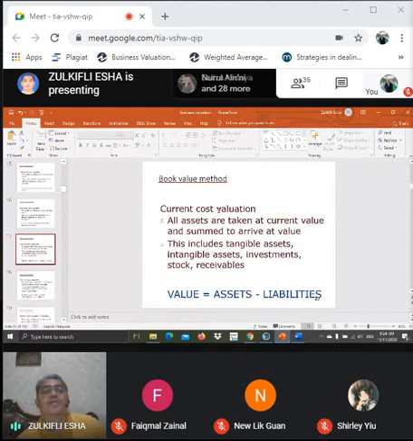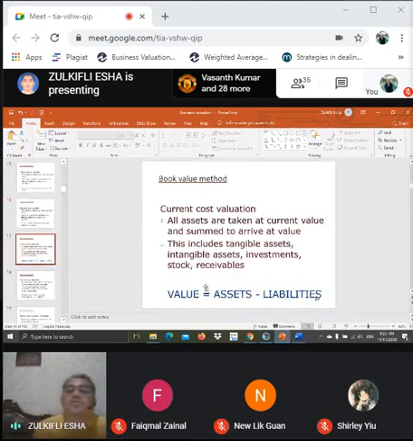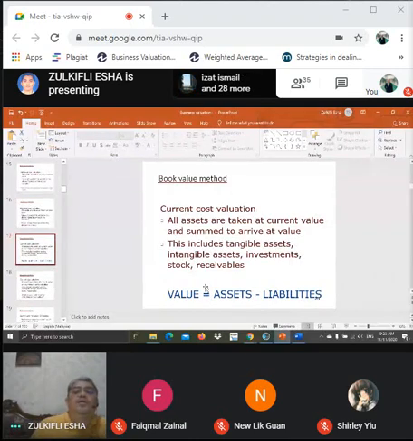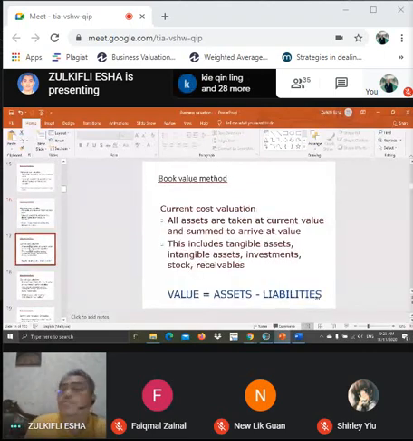So current cost valuation. All assets are taken at current value and summed to arrive at value. This includes tangible asset, intangible asset, investment, stocks, and receivable. So what is the difference between historical cost valuation and current cost valuation? Does anybody have any idea what is the difference between historical cost valuation or book value and current cost valuation?